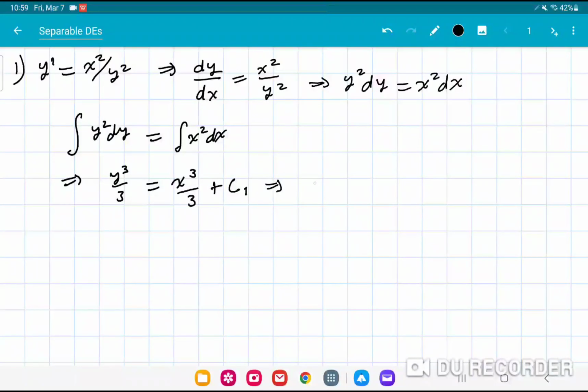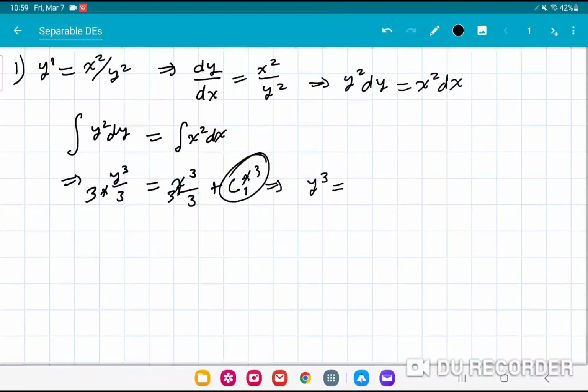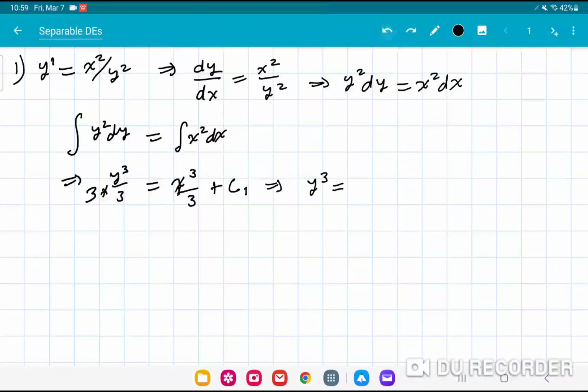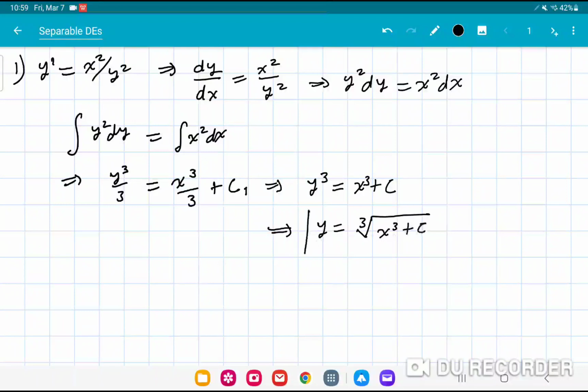Now multiply by 3 and solve for y. So you get y cubed equals, multiply this by 3, this by 3, this by 3. This is just another constant. So when you do that, this will give you x cubed plus another arbitrary constant. Solving for y, you get y equals the cube root of x cubed plus c, and that's the final answer. You can check that this is the final answer by taking the derivative of y and comparing it to x squared over y squared.